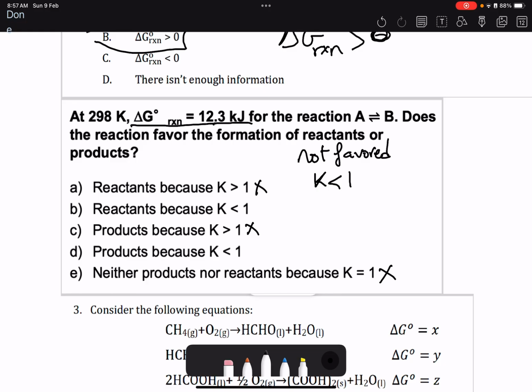Now let's read. Here they want to know if the reaction favors the formation of reactant or product. If it's not favored, it means that it is favoring the reactants, not product. So B.